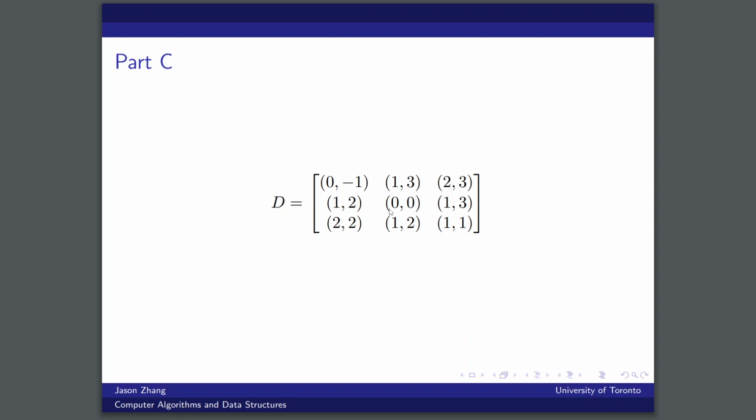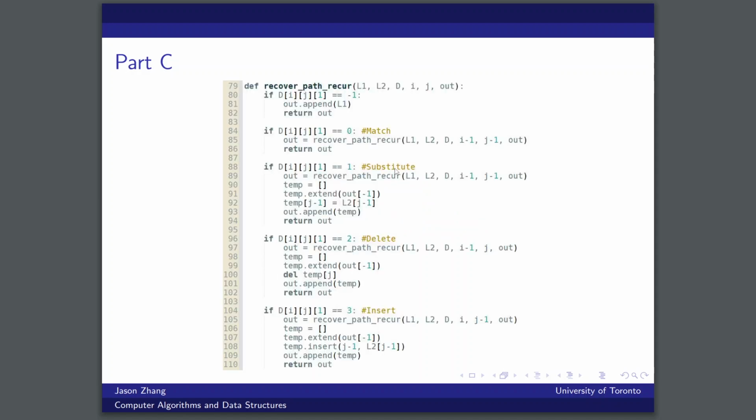So now we have this array. This is the same test case as in part A. If you only look at the first values in the tuples, you'll see the arrays are identical, but I've added these operations as the second element of the tuple. And this is the recursive function that will recover the path.